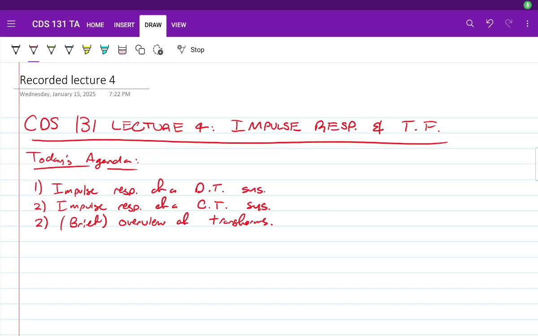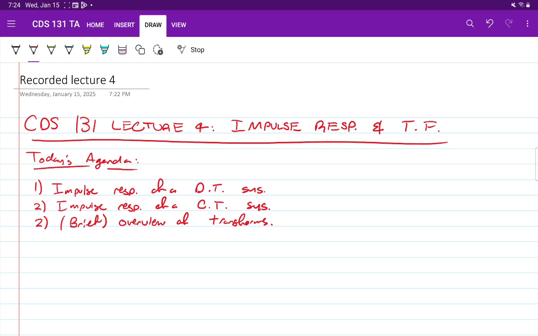Welcome back. Today we're going to talk about impulse response and transfer functions of discrete and continuous time systems. Okay? All right, so just a quick agenda of what we're going to talk about. First, we'll start out by talking about impulse response in discrete time. Then we'll move on to continuous time. And finally, we'll conclude with a very, very brief overview of transfer function theory.